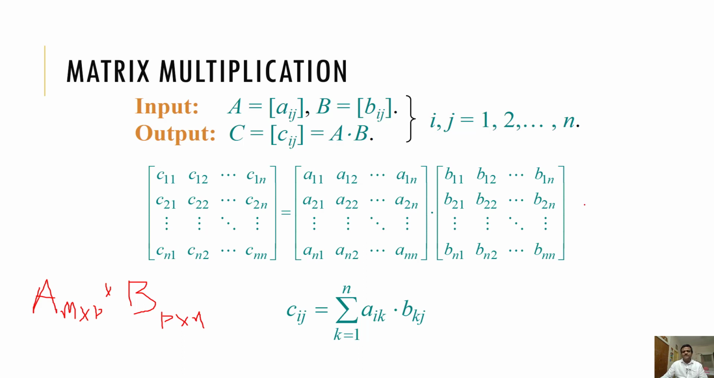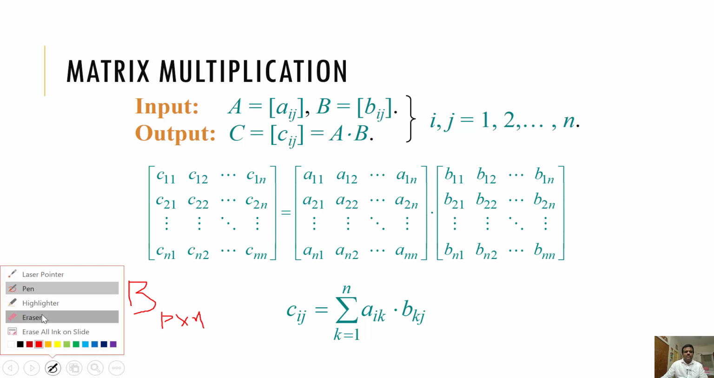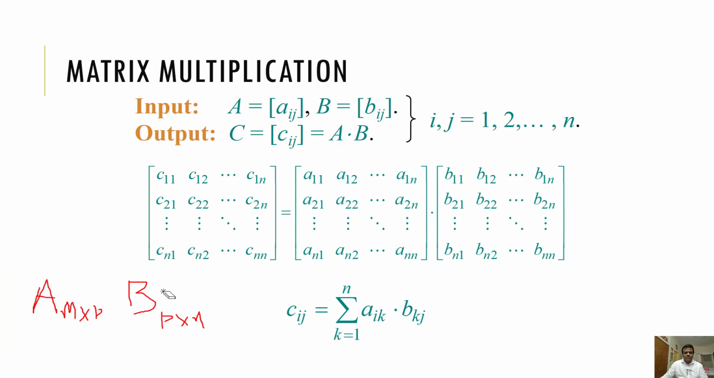But here, for simplicity, we are taking the order of the matrices to be the same. Both are n cross n matrices. So we have two n cross n matrices, and we need to multiply them and get the C matrix, which is the product of these two. C is also an n cross n matrix, since multiplying n cross n matrices gives an n cross n matrix.